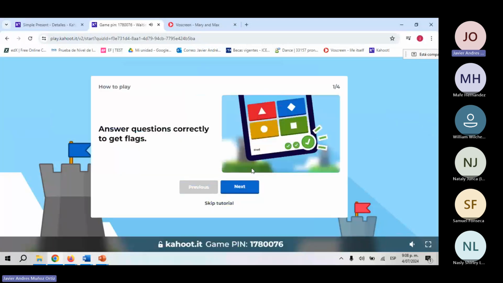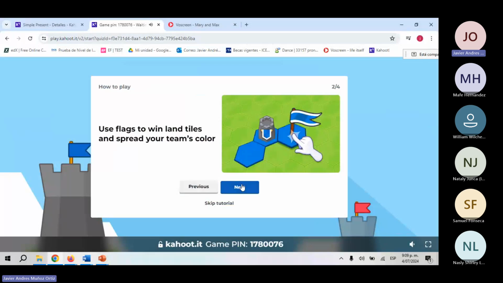Let's go with instructions. You obviously have to answer correctly the questions here. And to do that, after that, you're going to have some flags. This is a flag, bandera. You will have to place the flags next to territory of your color. So if you are part of the blue team, your flag must be placed here, here, here, or here. It must be next to a territory of your color.